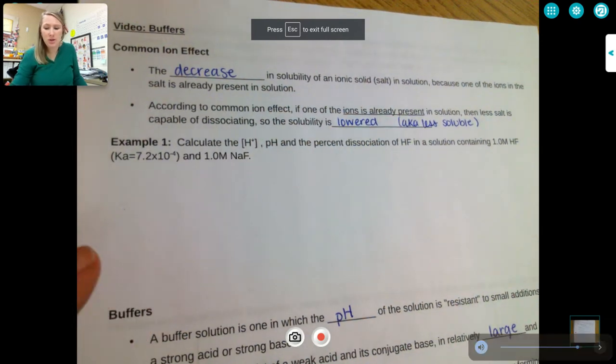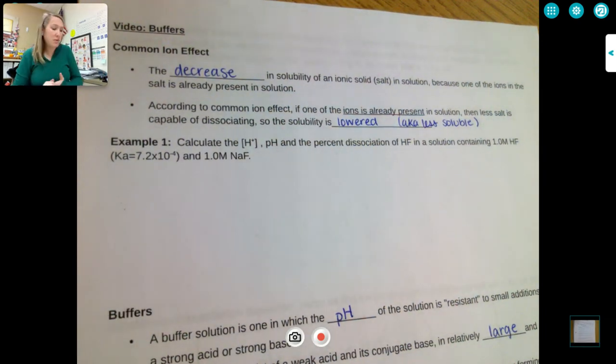Hey AP, in this video we're going to talk about buffers. So buffers are the last section of our acid and bases unit, and it's going to combine something that we talked about in equilibrium, the common ion effect, with acid-base chemistry that we've been practicing.